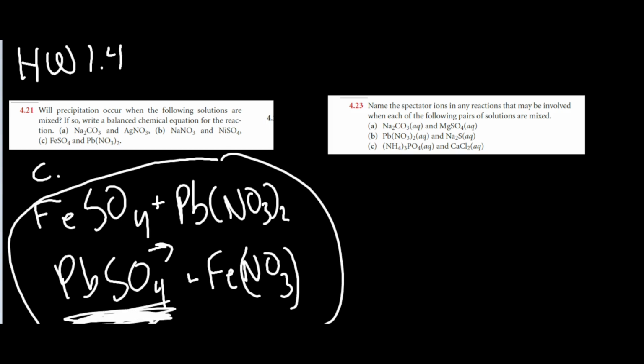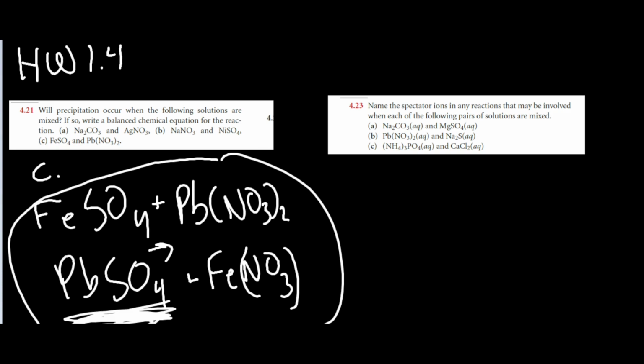All right, next problem. Name the spectator ions in any reaction that may be involved when each of the following pairs of solutions are mixed. For part C, the things that will form a reaction, and so will not be spectator ions, are calcium and phosphate, because phosphate is one of those things that I don't usually see becoming soluble. That's the first thing I look for. Phosphate and calcium don't really like to be soluble.